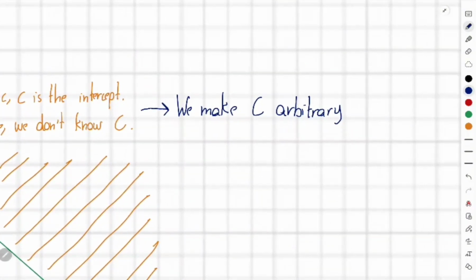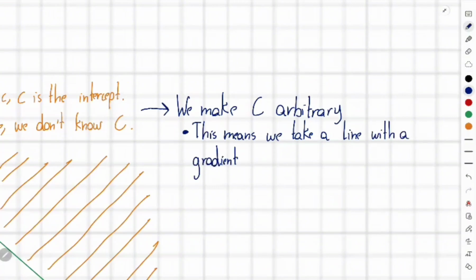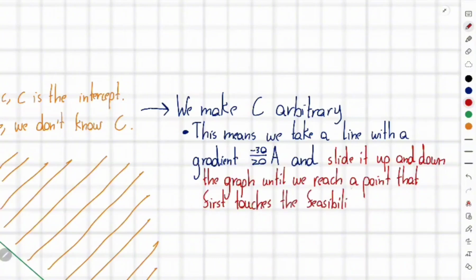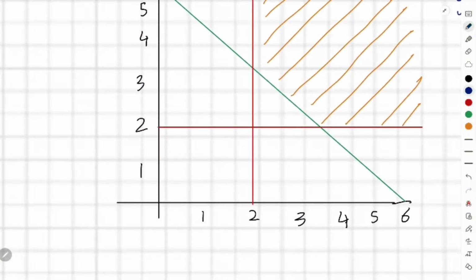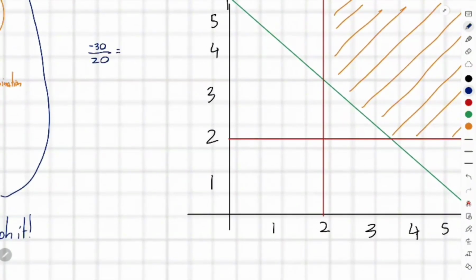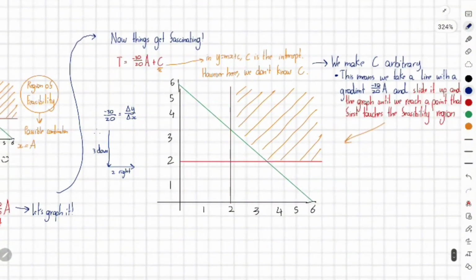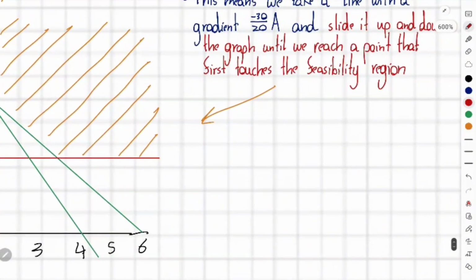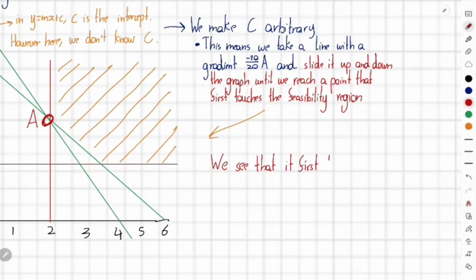This means we take a line with the gradient, in this case negative 30 over 20, and give it the freedom to move up and down. We essentially slide it up and down until it has a point in which it contacts the region of feasibility. Now, this all sounds very complicated, but you'll see how simple it is. First off, let's look at the gradient. We're going to try and find a line that has a similar gradient to -30/20. We take that line and now we slide it ever so slightly over the graph. There we go. That's the point at which it first contacts the region of feasibility.